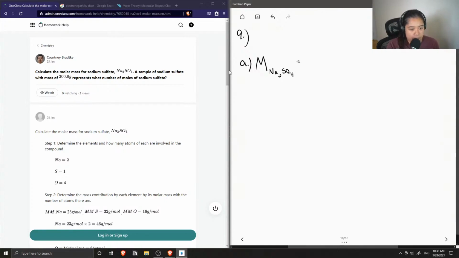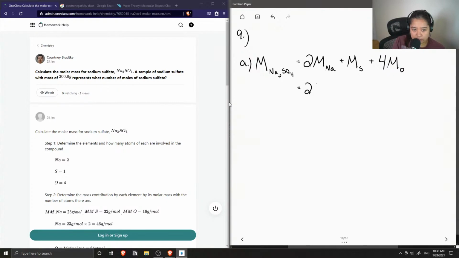And to do that, we need all the different atomic masses of the atoms involved in the compound. And we also need to take into account how many of each atom is in sodium sulfate as well. So for the molar mass, it's going to be 2 times the molar mass of sodium plus the molar mass of sulfur plus 4 times the molar mass of oxygen. So all of these molar mass values for these different elements can just be found on your periodic table.